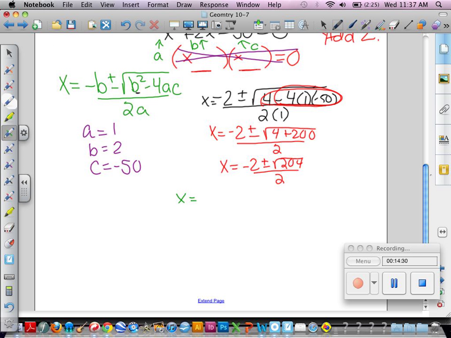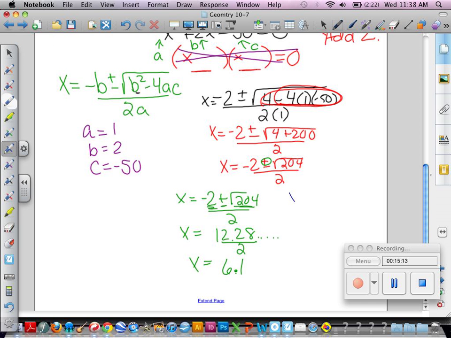So at this point, I'm going to have x equals negative 2. I'm just going to write plus square root of 204 over 2. So I'm going to go ahead and work that out. I'm going to hit negative 2 plus root 204. I'm going to hit equals on my calculator at that point. I have 12.28. I'm leaving my calculator full, and then I'm going to divide by 2. So x equals 6.1. I don't tell you what to round to. This one here, I have to round. I can't write it as a fraction because I'm getting a huge decimal. Quadratic formulas, you have decimals. Okay, so that's my first answer.